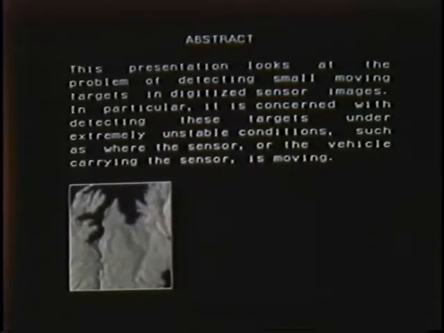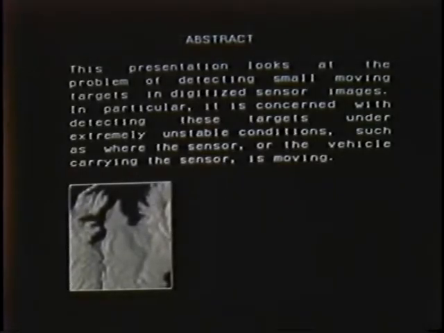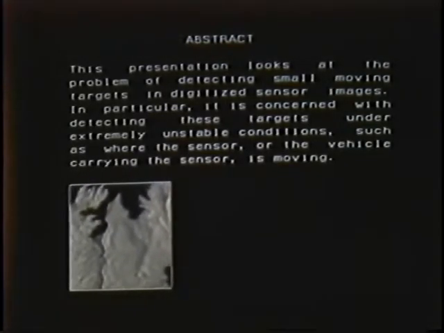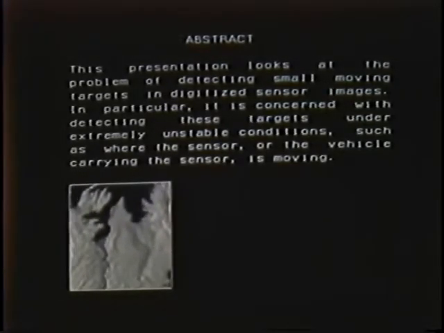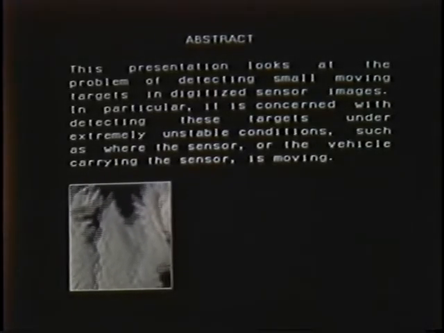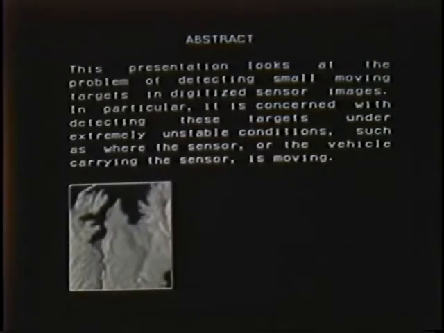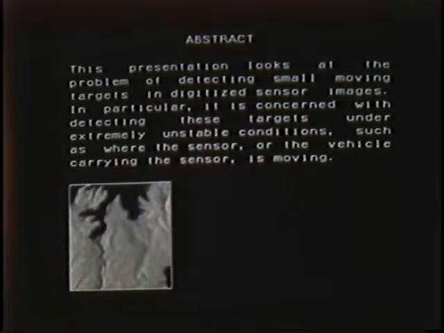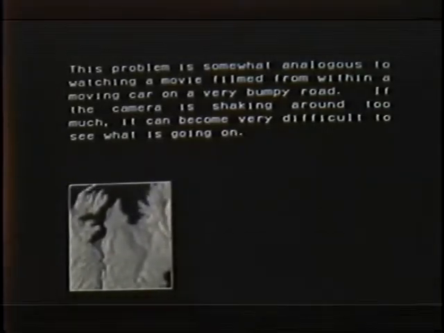This presentation looks at the problem of detecting small moving targets in digitized sensor images. In particular, it is concerned with detecting these targets under extremely unstable conditions, such as when the sensor or the vehicle carrying the sensor is moving. This problem is somewhat analogous to watching a movie filmed from within a moving car on a very bumpy road. If the camera is shaking around too much, it can become very difficult to see what is going on.